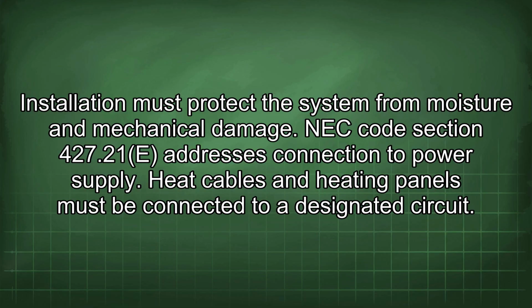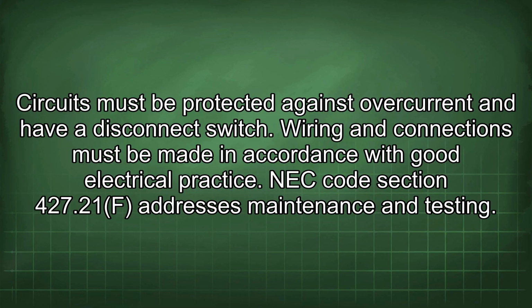NEC Code Section 427.21e addresses connection to power supply. Heat cables and heating panels must be connected to a designated circuit. Circuits must be protected against overcurrent and have a disconnect switch. Wiring and connections must be made in accordance with good electrical practice.